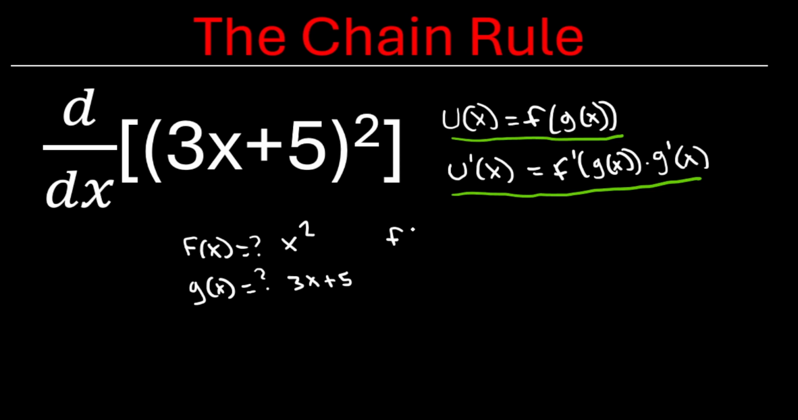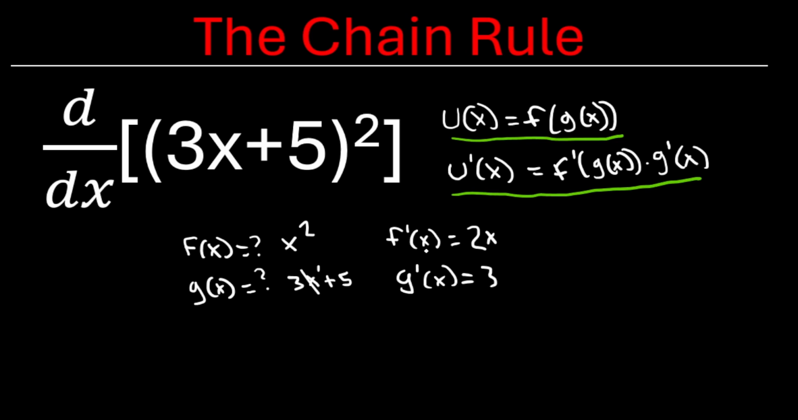So f prime of x, using the power rule, we bring this power in front, turn it into a coefficient, and decrease it by 1. We get 2x. Now, g prime of x, same power rule. This is a 1 right up here. Bring that in front, decrease it by 1. The x goes away. So we're left with 3. And then the derivative of any constant is 0. So g prime of x is 3.